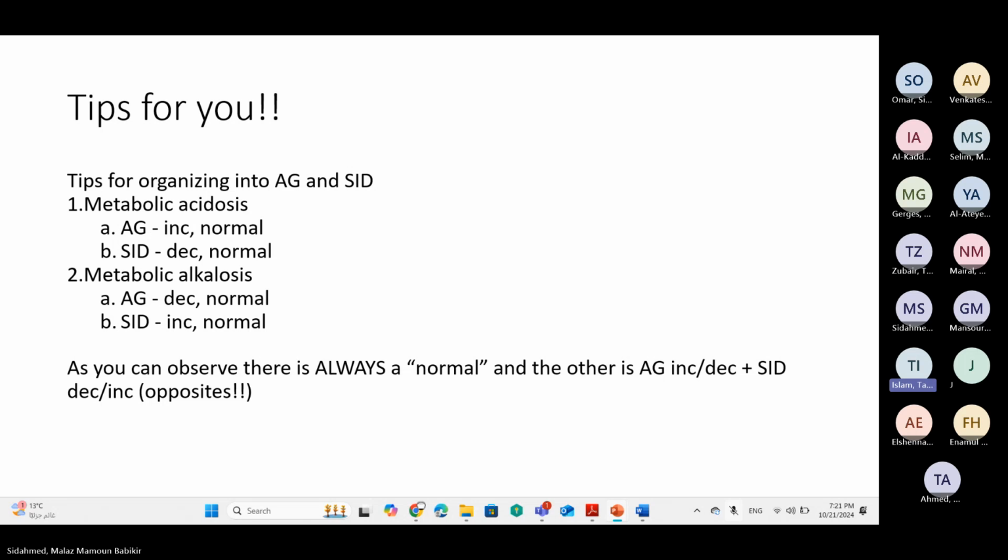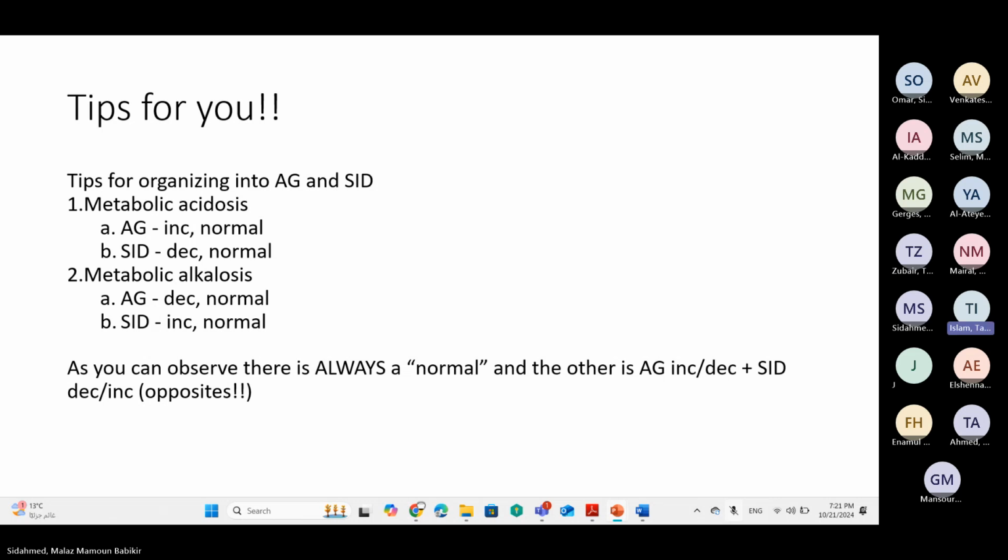And that also helps me determine what would be the case for metabolic alkalosis. If I know that in metabolic acidosis, AG would be increased or normal, for metabolic alkalosis, AG would be decreased or normal. And similarly, the opposites for SID: in metabolic alkalosis, the SID would be increased or normal. It's a bit confusing, I know, but this is what helped me memorize, and I just thought I'd put it out here in case it helped you guys as well.